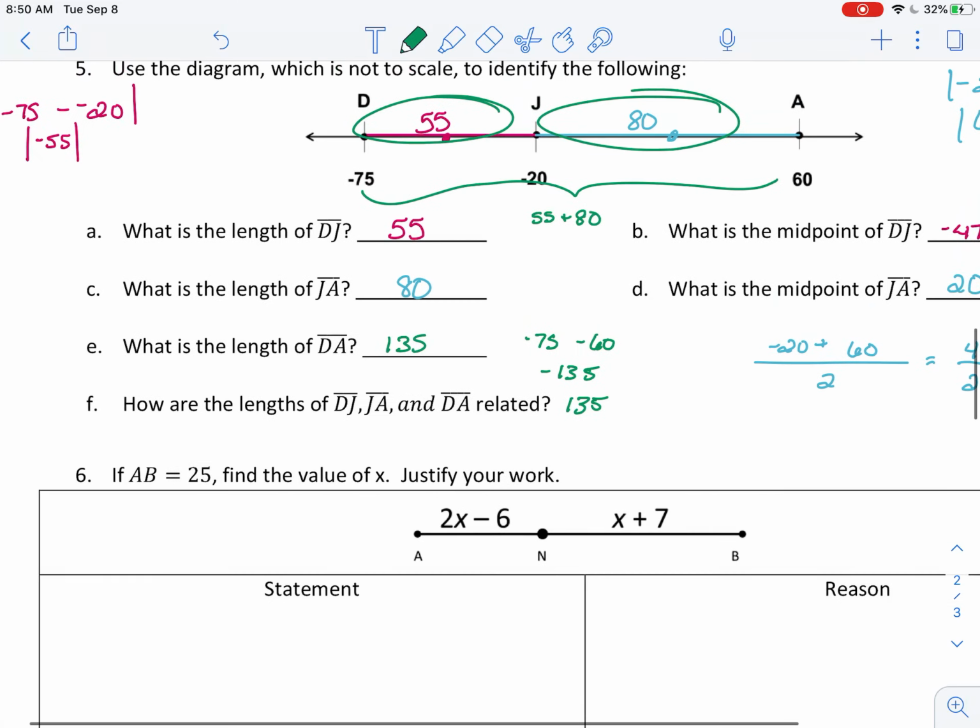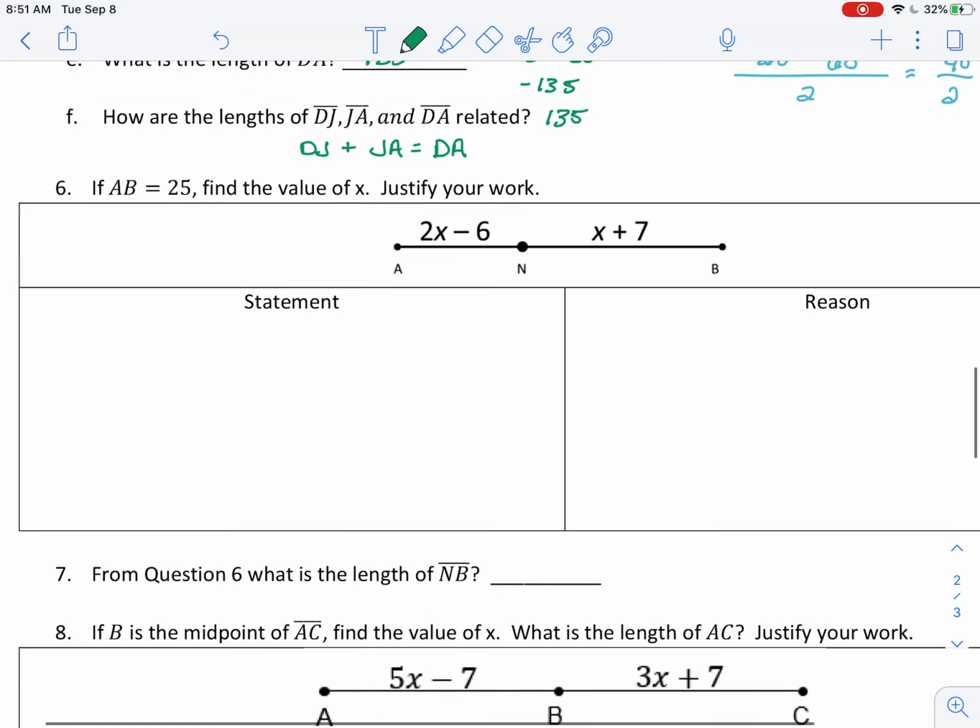So for part F, the relationship here is if I take the part on the left, DJ, and add on the part on the right, JA, it equals the whole thing, DA. So this part plus part equals whole will be our new first reason when I have justifications like we have below.